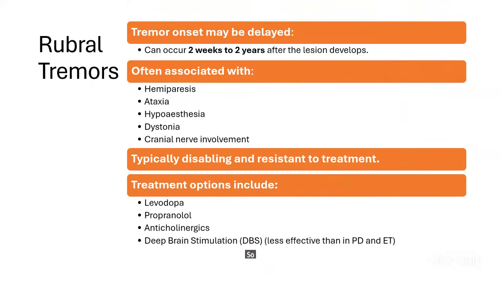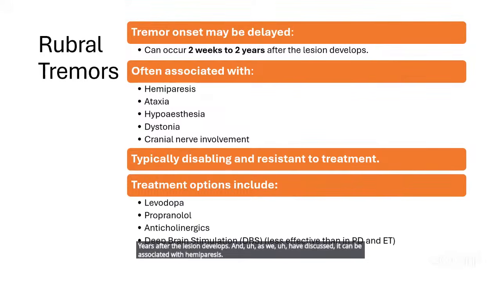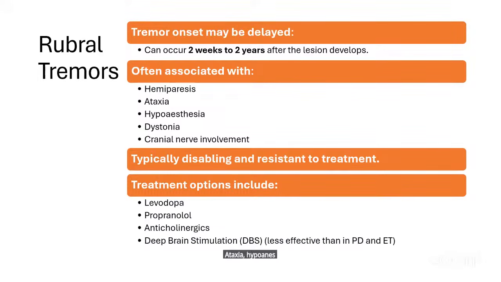Tremor onset may be delayed, that is 2 weeks to 2 years after the lesion develops, and as we have discussed, it can be associated with hemiparesis, ataxia, hypoanesthesia, or dystonia. Other associated symptoms will depend upon the etiology and localization of the lesion, like stroke, MS, or traumatic. It is basically not a basic feature of rubral tremor; it depends upon the etiology.